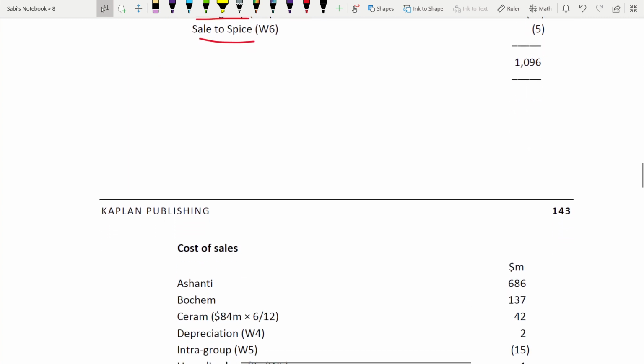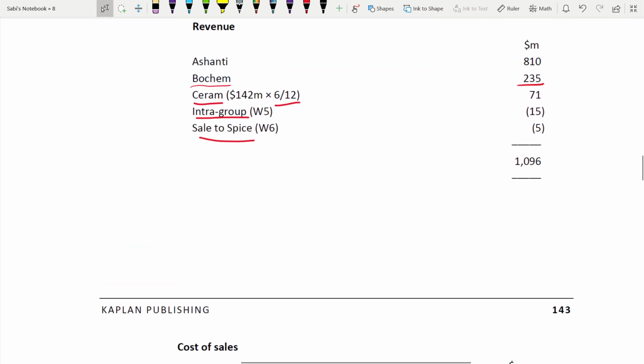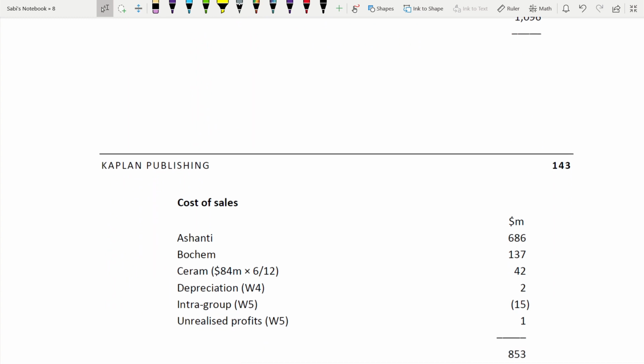Coming to the cost of sales, you see the consistency. This shall help you. Now the second thing is cost of sales. For each of these items, line by line, you are getting marks. This is how you are rewarded 9 marks. So cost of sales: Ashanti you will take 686. Bokum you will take the full amount. Coming to Serum, all the 6 months you will take from the cost of sales. Depreciation: you remember depreciation has been included in cost of sales, right? So that's why depreciation also will come here, and there is a separate working.